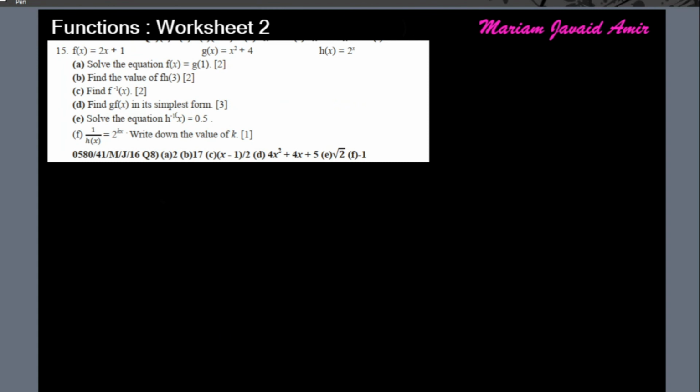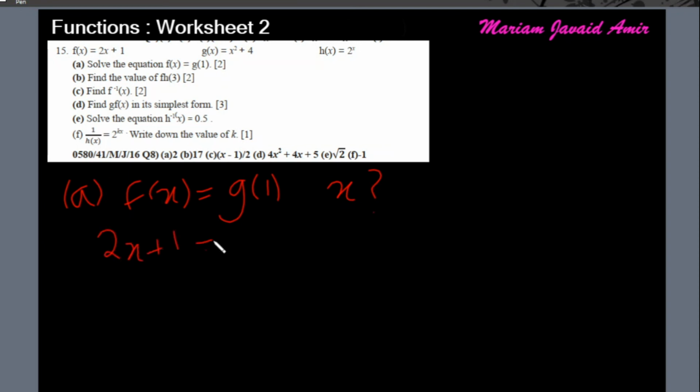Question number 15. Part A is solve f(x) equals g1. Solving means finding the value of the variable. So 2x plus 1 equals g1, which means in g(x) replace x with 1. So we get 5 here, 2x plus 1 equals 5. So x will be equal to 2.